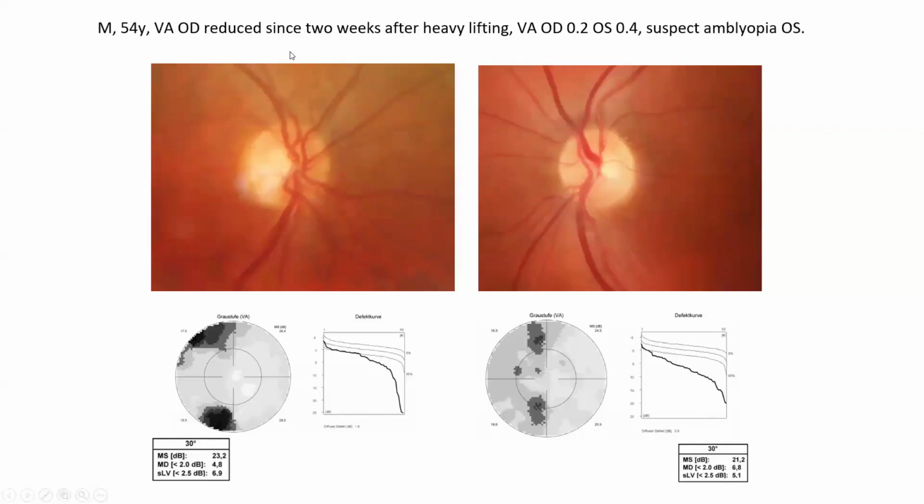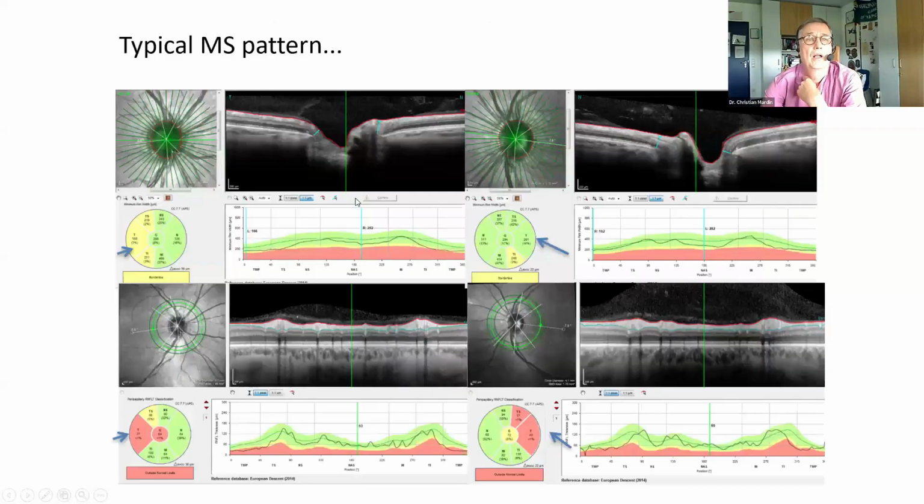This patient reports reduced vision since 2 weeks after heavy lifting on the right-hand eye, and the left-hand eye, unfortunately, is amblyopic. So we did a visual field. We got this visual field. You will appreciate the right-hand side, the left-hand side on the left. And this patient shows a typical multiple sclerosis pattern.